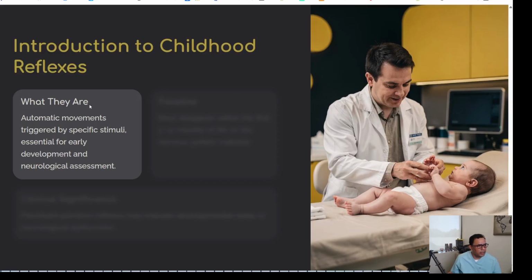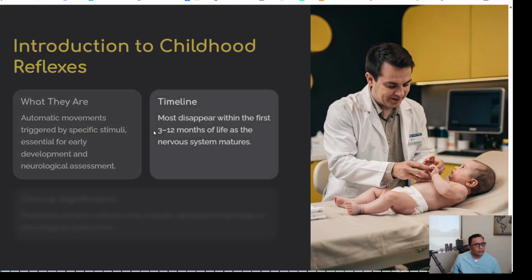So what are these reflexes? These are automatic movements triggered by specific stimuli essential for early development and neurological assessment. Means when you elicit it, you know what is normal. Now, most of them disappear in the first 3 to 12 months of life as the nervous system matures, which is a good thing. You want them to be present at birth and then the primitive ones to disappear, which shows that the nervous system is maturing.